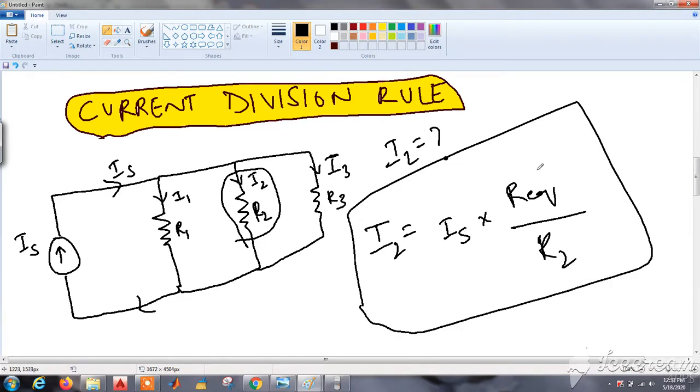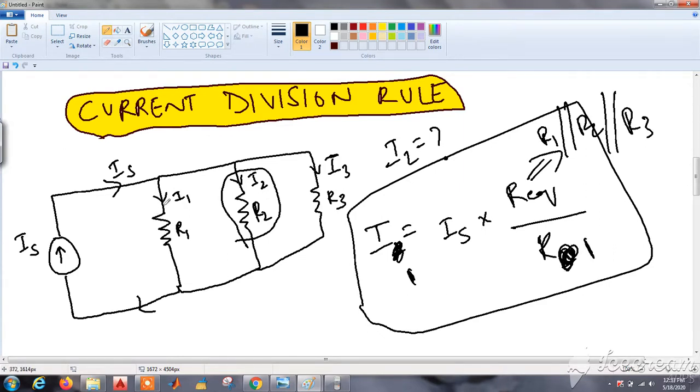And what will be the value of Req? That is the equivalent resistance. R1, R2 and R3 are connected in parallel, so R equivalent will be R1 parallel R2 parallel R3. Now in this same circuit, suppose you don't want to find I2, you want to find the current I1. Just replace this by I1 and replace this by R1, because current I1 is flowing through R1, and the R equivalent will remain the same, that is the equivalent resistance of all the resistances connected in parallel.